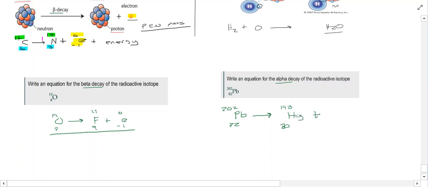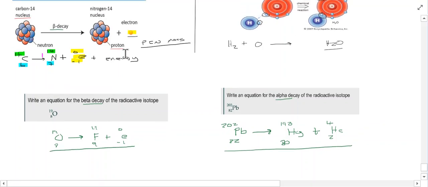Then you have to represent the alpha particle that was generated. Remember, an alpha particle is just a helium nucleus. There are 2 protons and 2 neutrons attached together. So this 2 represents the number of protons, and 4 is the mass number, which is made up of the 2 protons and the 2 neutrons. That's why it's 4. And so this is the alpha decay.